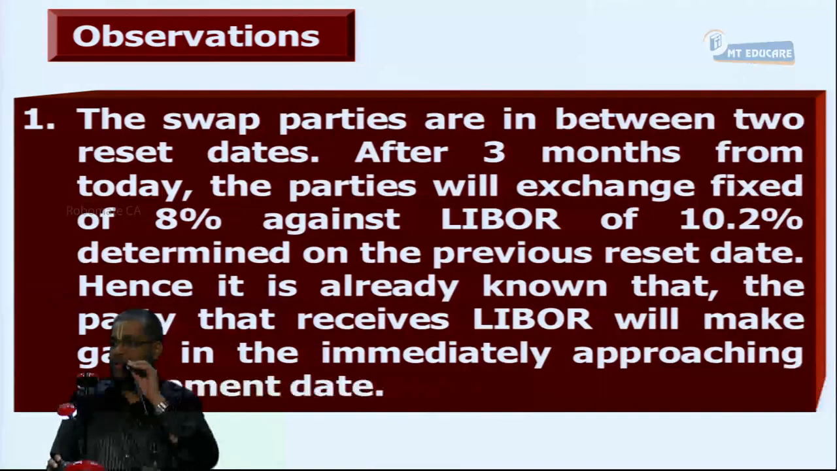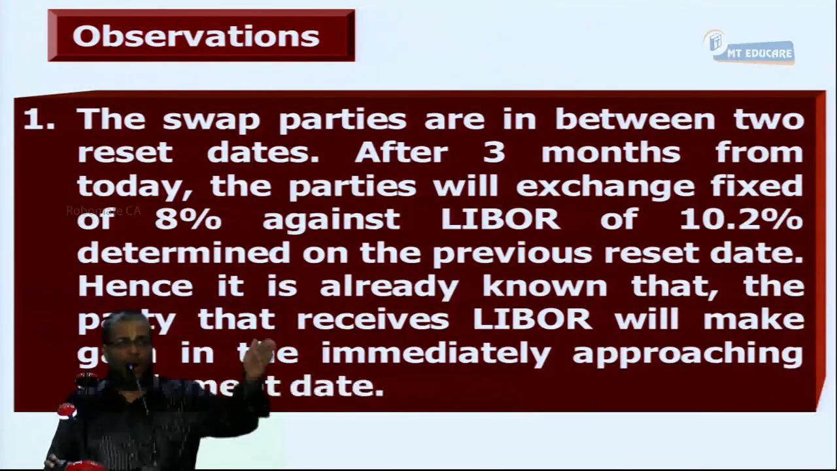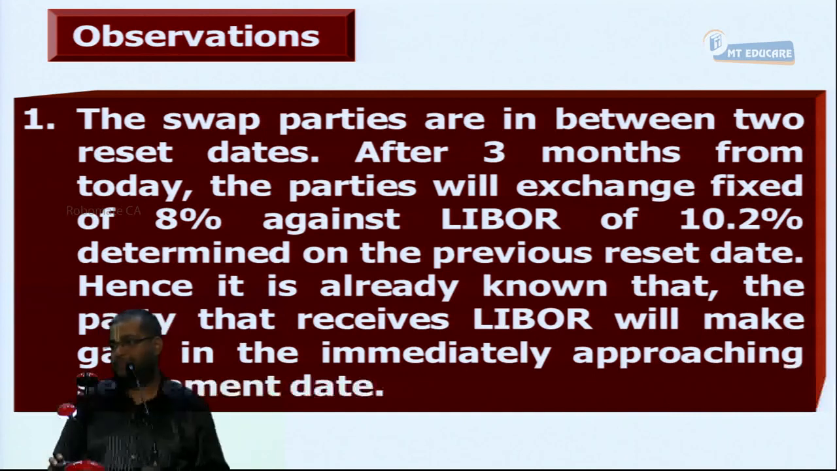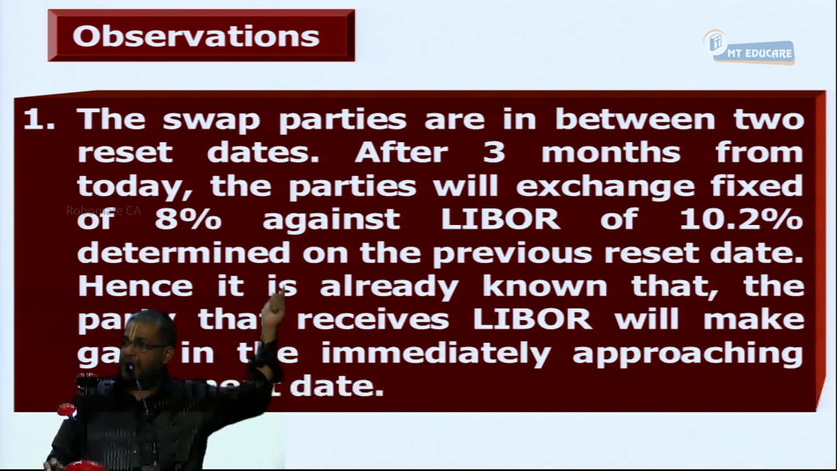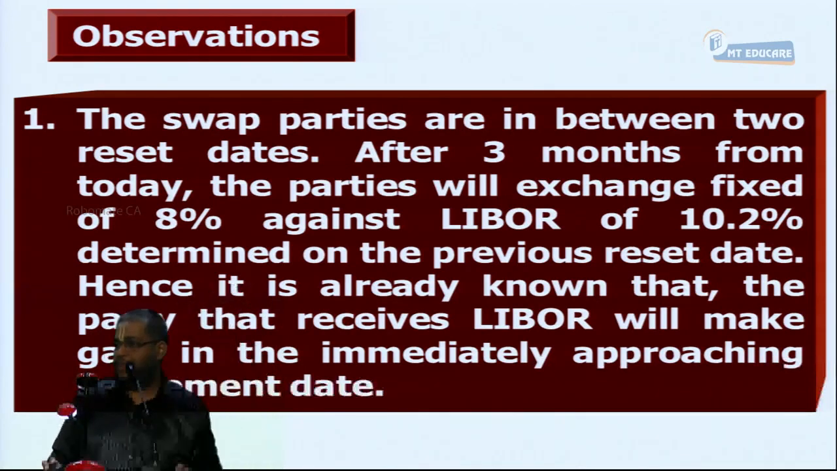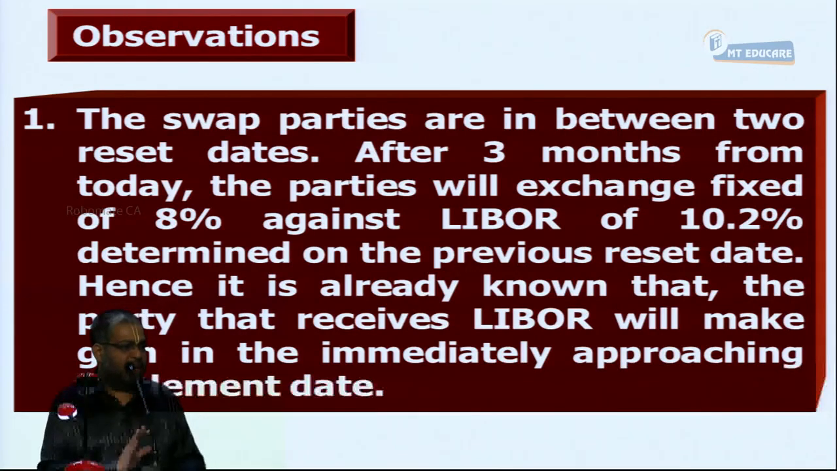No need to write anything. Let me just dictate. Observations. See, the swap parties are between 2 reset dates. After 3 months from today, the parties will exchange a fixed rate, how much percent? 8%. Against what? LIBOR, 10.2. Which is already determined on what? Previous reset date. Hence, it is already known that the party receiving LIBOR will make a gain in the immediately approaching settlement date. So on the first settlement date, receiving LIBOR is going to make what?